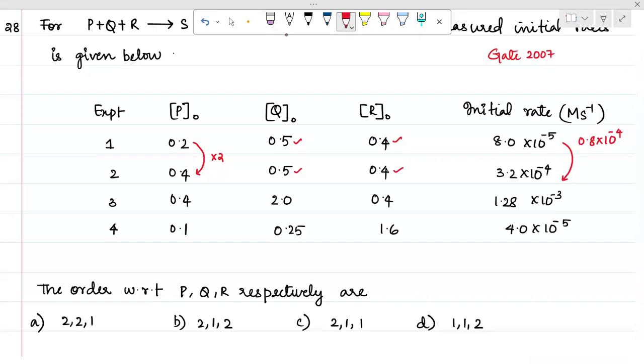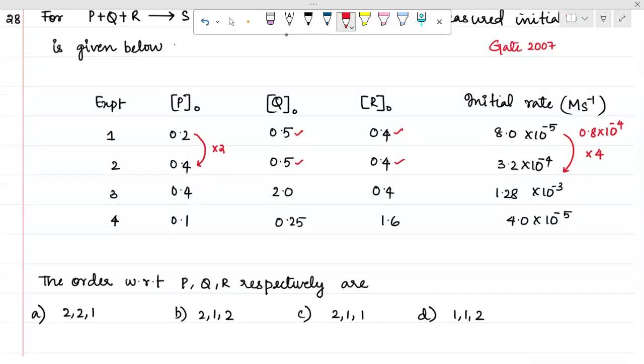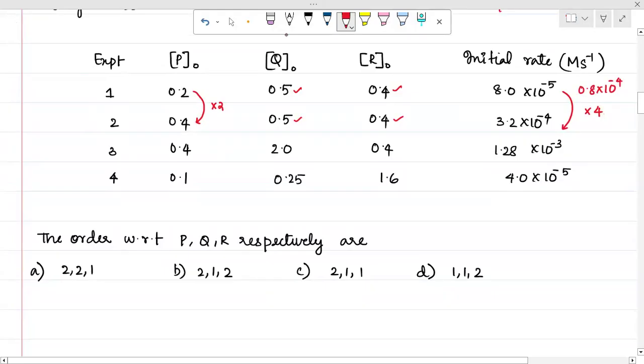So 0.8 into 10 to the power minus 4 is becoming 3.2 into 10 to the power minus 4. Means it is becoming 4 times. So when you're doubling P, your rate is increasing 4 times. Means it is a second order reaction, right? We have done ample problems. So this is a second order reaction.